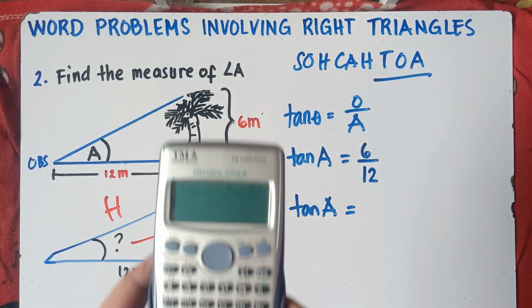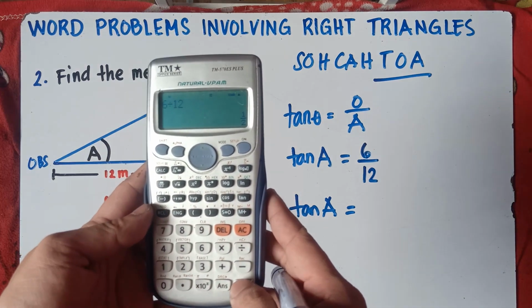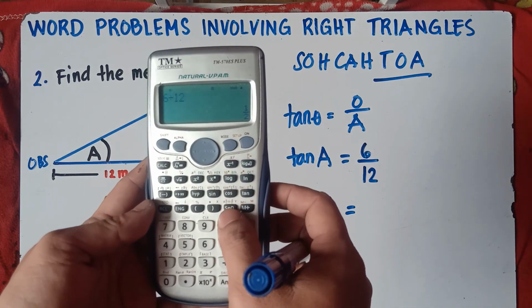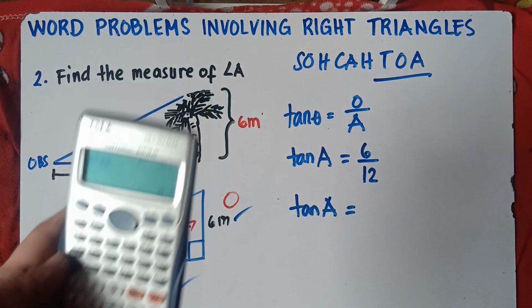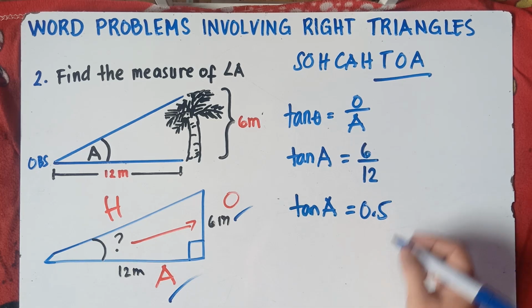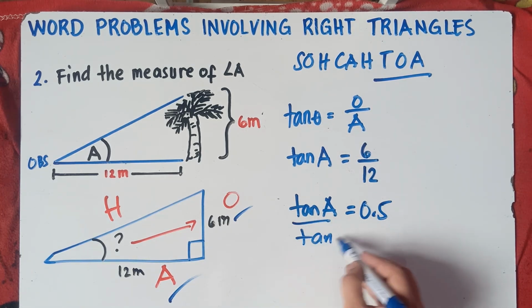Let's use the calculator. 6 divided by 12 equals. So we will have 1/2. Press S-D, this will be 0.5. So this is 0.5. Now to get the value of A, this angle, divide both sides by tan.